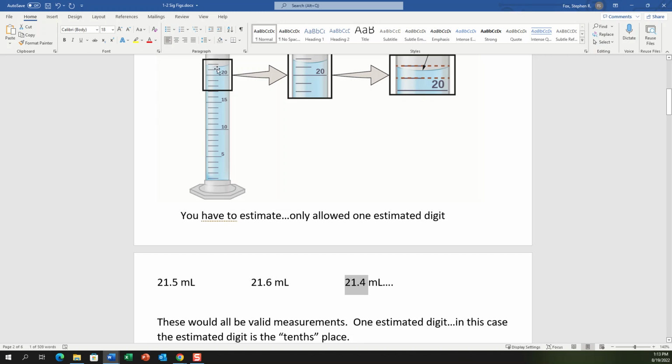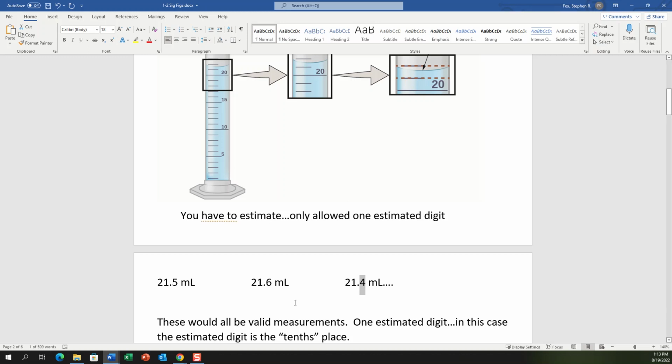The graduated cylinder gets me in between 21 and 22, so I know it's somewhere in between there. But that next digit, the 5 here, the 6 here, the 4 here, that's called an estimated digit. Whenever you take a measurement with something with graduations, you have to have an estimated digit. But it's an estimated digit, meaning my estimated digit might be different from yours.